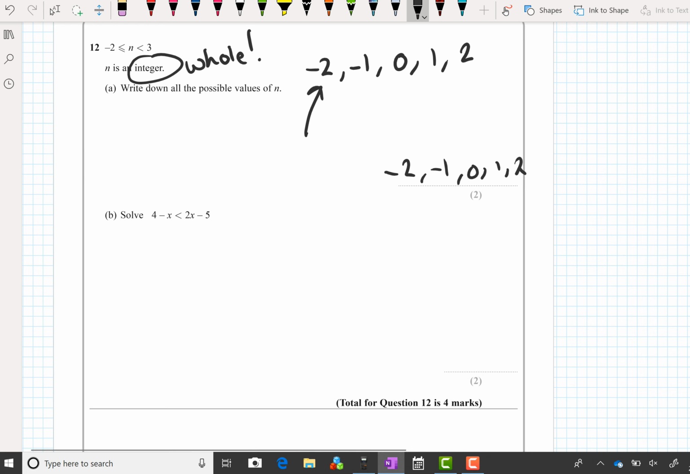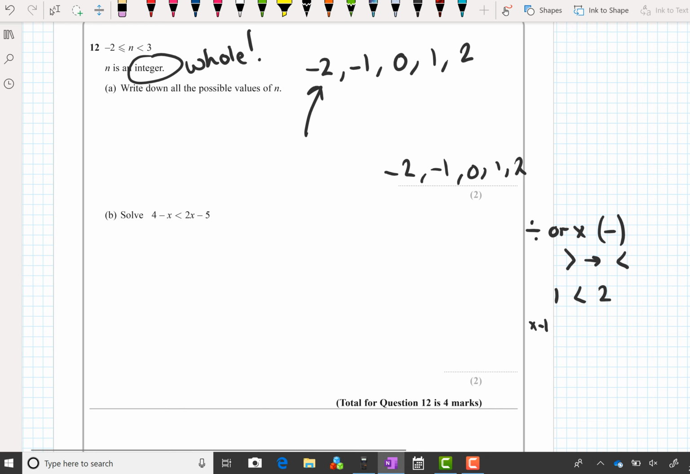Solving an inequality is just like solving an equation, except if you divide or times by a negative, you must remember to flip the sign round. The inequality flips around, it reverses direction. For example, 1 is smaller than 2. True, but if you times both sides by a negative, i.e. negative 1, is negative 1 smaller than negative 2? You need to make sure you flip the sign. Right, so just something to remember.